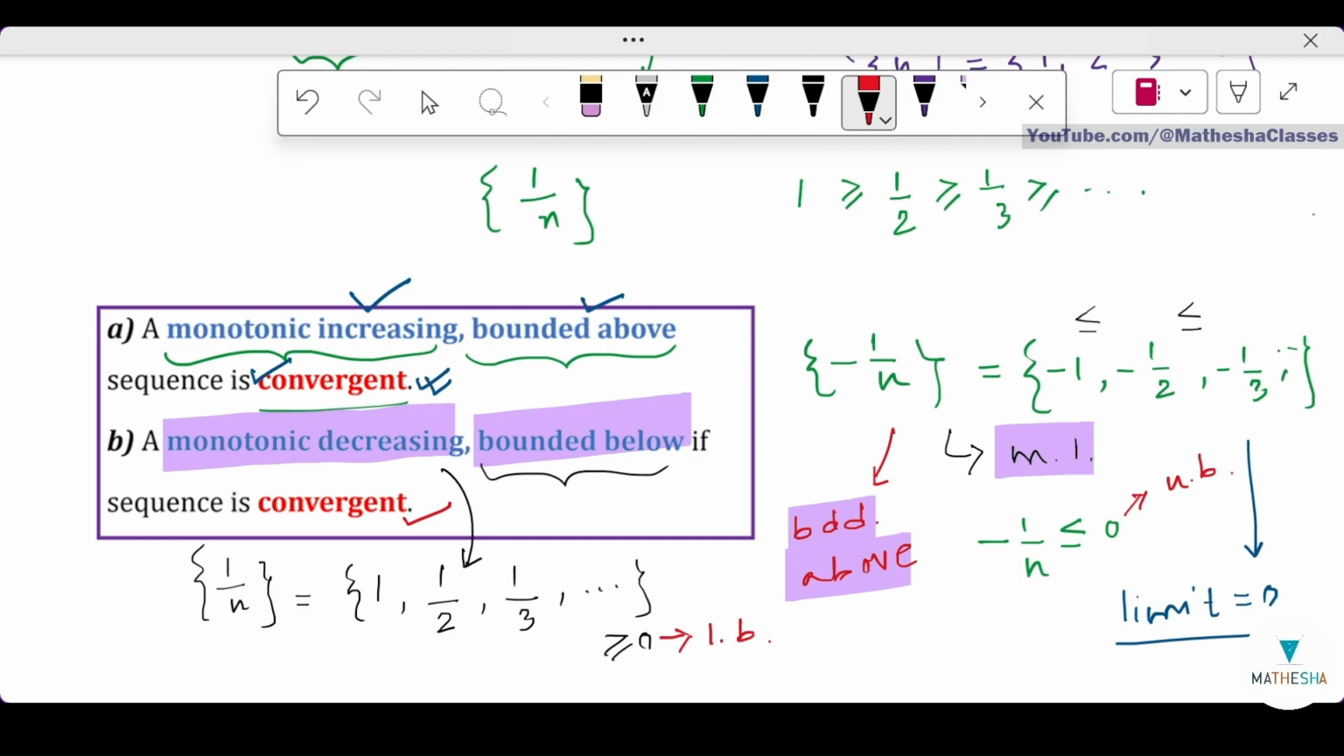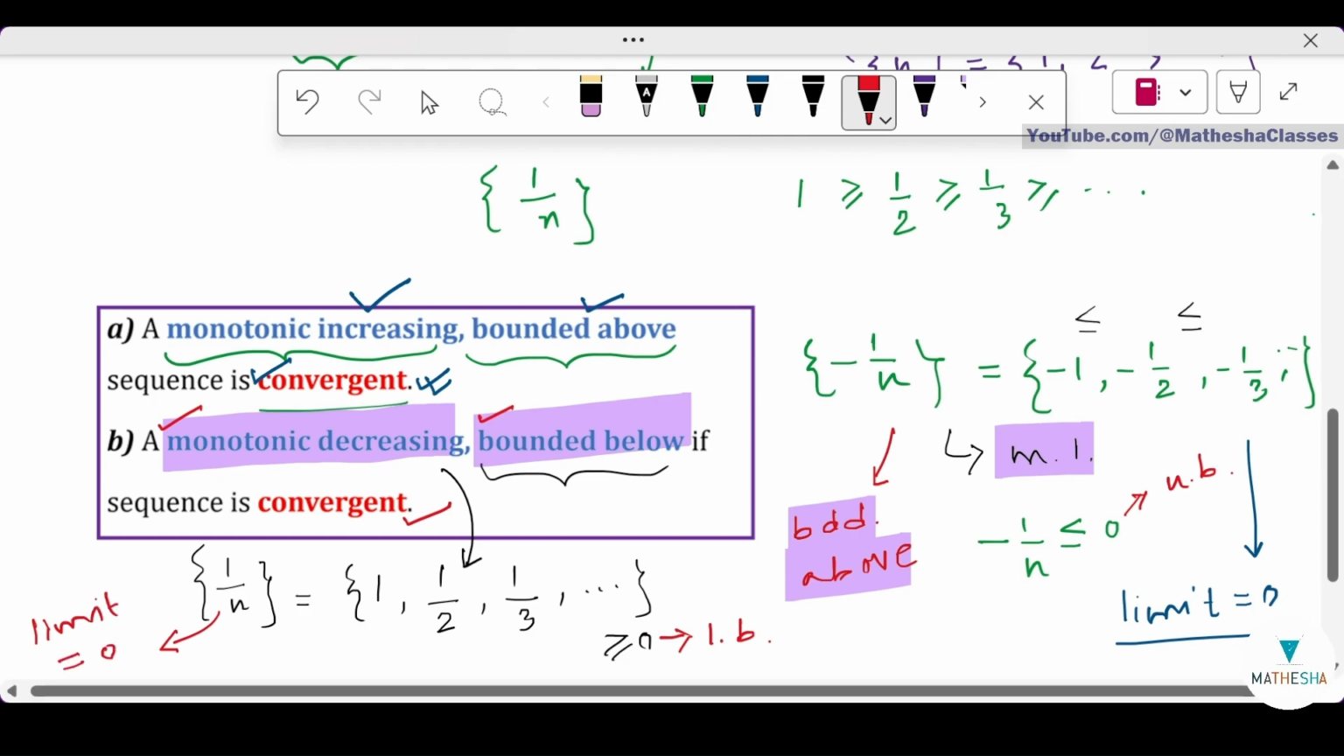So this is an example of a monotonically decreasing bounded below sequence और उसका लिमिट एग्जिस्ट करता है. वो लिमिट क्या है? वो लिमिट है 0. So that means this sequence is convergent.